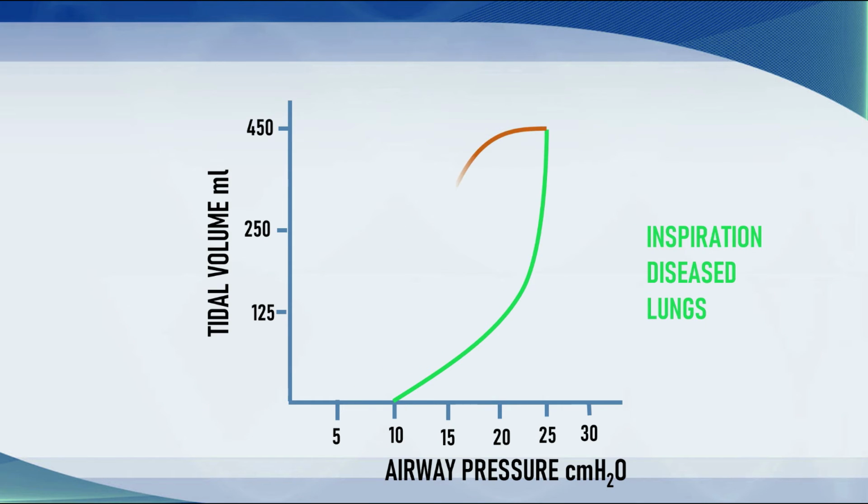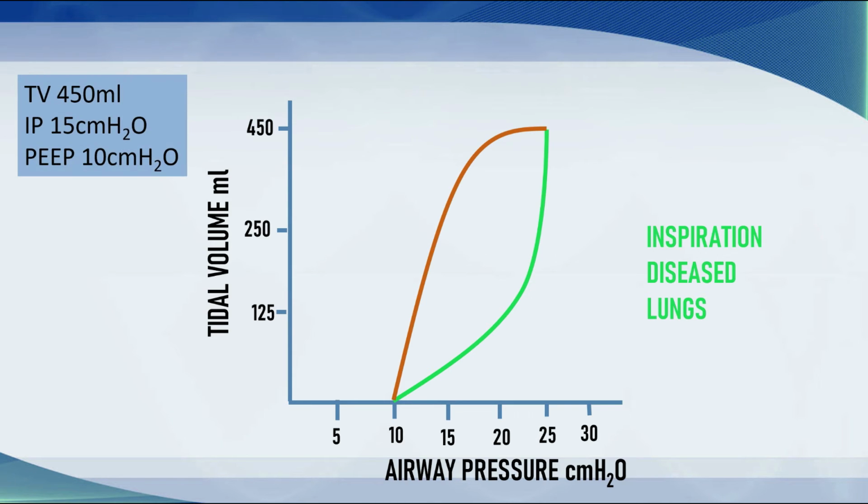Now, if we increase the PEEP to 10 centimeters of water, you'll find that we're getting the 450 mil tidal volume from 15 centimeters of water of driving pressure, and the compliance has improved to 30 mils per centimeter of water. So this just shows you how, by applying the appropriate level of PEEP to the patient, we can push that patient onto the favorable part of the volume-pressure curve. So that's just like blowing up a balloon.